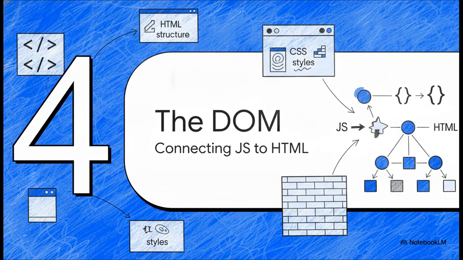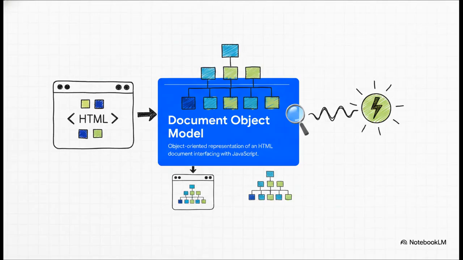Section 4. The Document Object Model. Okay, so we've got our structure built and our elements styled beautifully. Now we need to breathe some life into the page. What actually happens when a web browser loads up your HTML? Well, it translates that text into what's called the Document Object Model, or the DOM. In simple terms, the DOM is an object-oriented, tree-like representation of your page that lives right in the computer's memory.